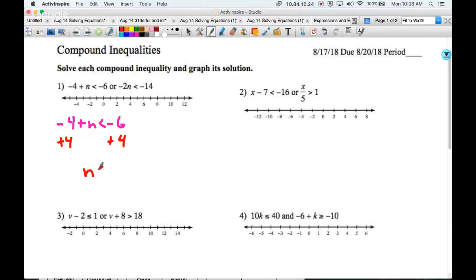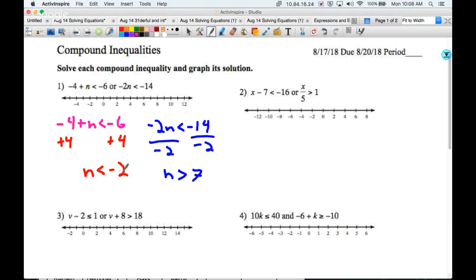Now I've got n is less than -2. Now we'll deal with the other half. -2n is less than -14. We'll divide both sides by -2. And we get that n is greater than 7. Now it's time to graph these on my number line.